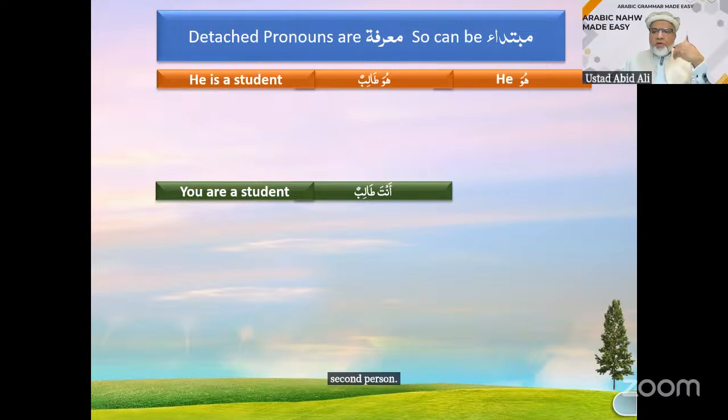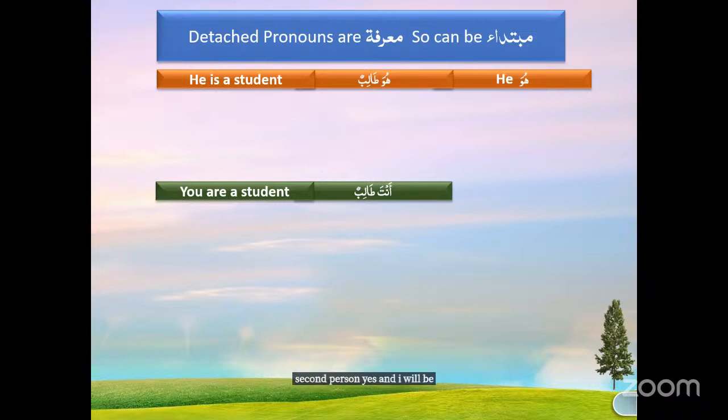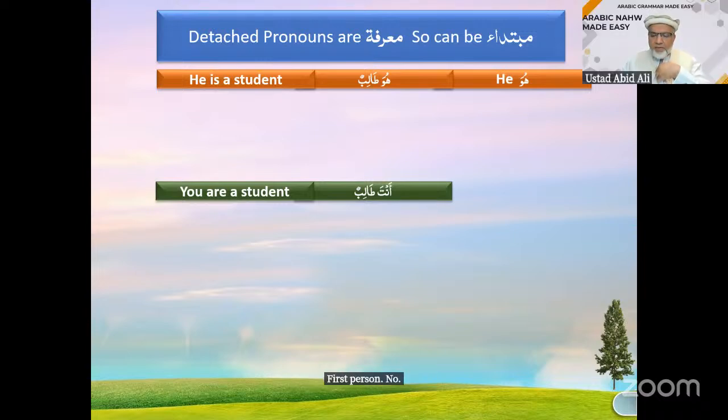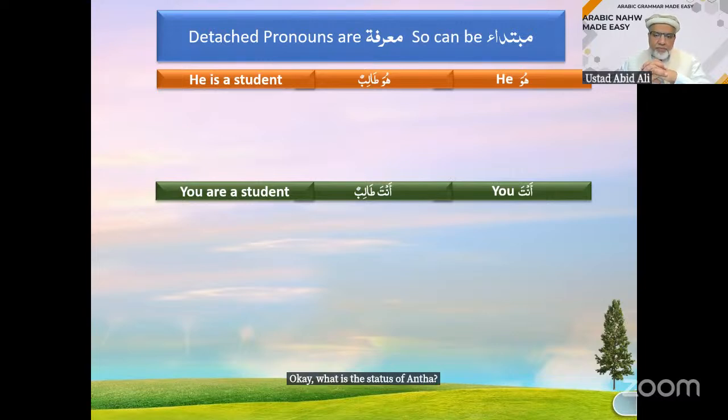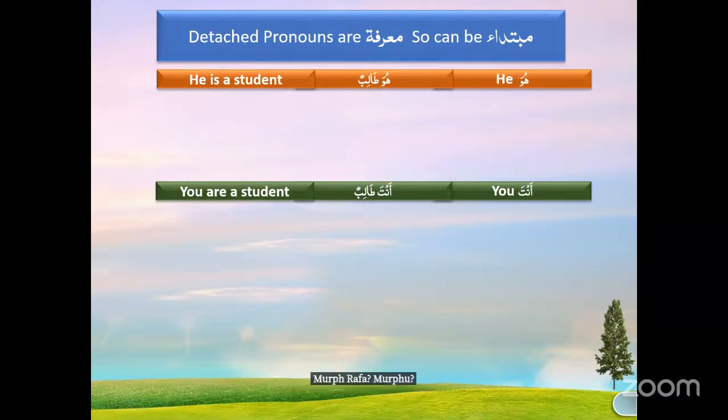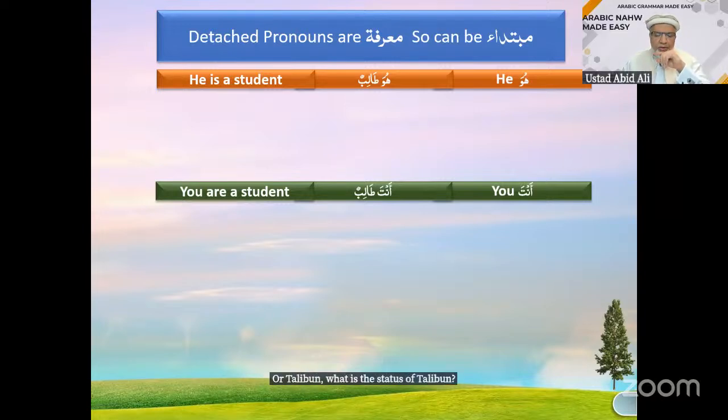And ana will be first person. So anta talibun will be this one. So you are a student. Is this a nominal sentence, Sister Anjum? Yes. It is a nominal sentence. Anta is mubtada, marifa. And what is the status of talibun? Talibun is nakra. What is the status of anta? Rafa, marfu, mashallah. And talibun, what is the status of talibun? Rafa, marfu. Okay, good.